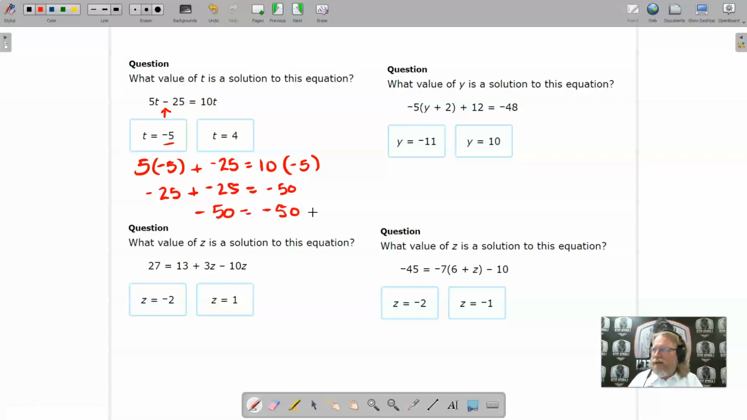And sure enough, the two of those, negative 50 is equal to negative 50. That is a true statement. So the first one is our correct answer. All right, on this next one here, before I do anything, I probably need to do this distributive property, right?